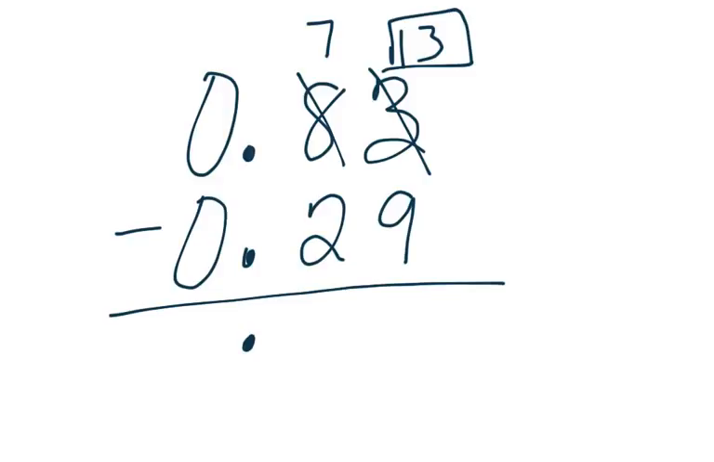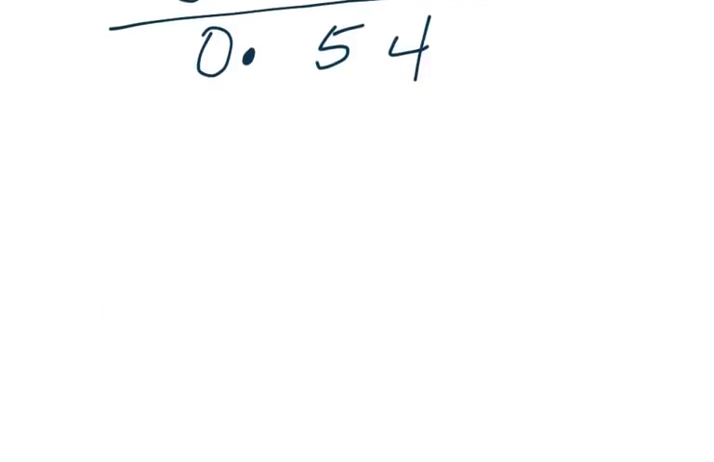So 13 minus 9 is 4. I don't have to do any regrouping here, so I'm going to go ahead and box that one. 7 minus 2 is 5. So now I have 54 hundredths is the difference between 83 hundredths and 29 hundredths. Now my next step is to go through and check. So let me go through.